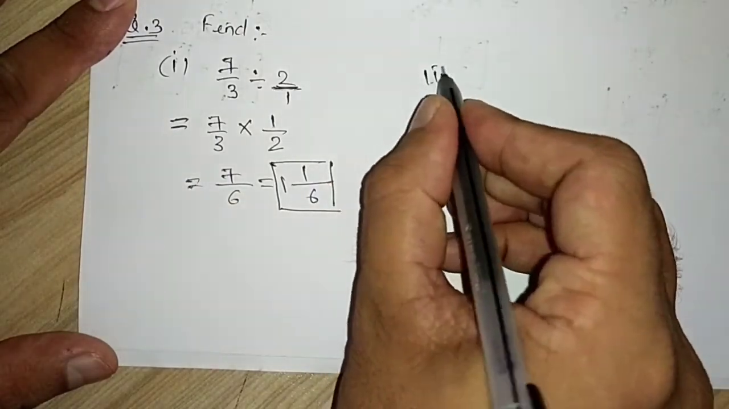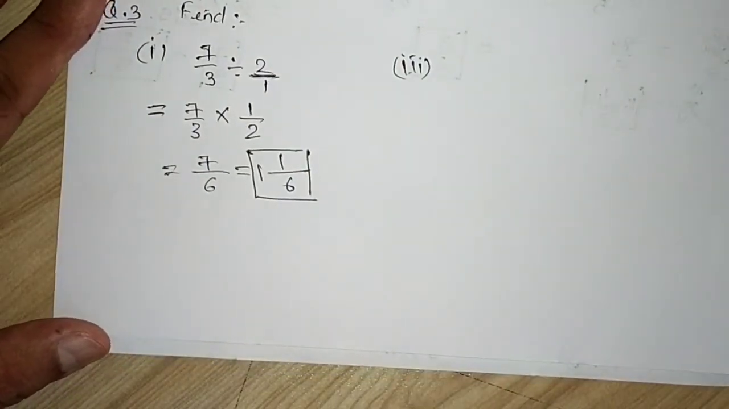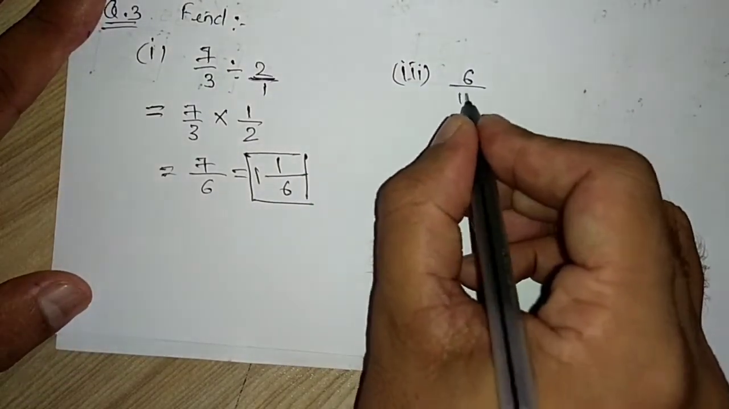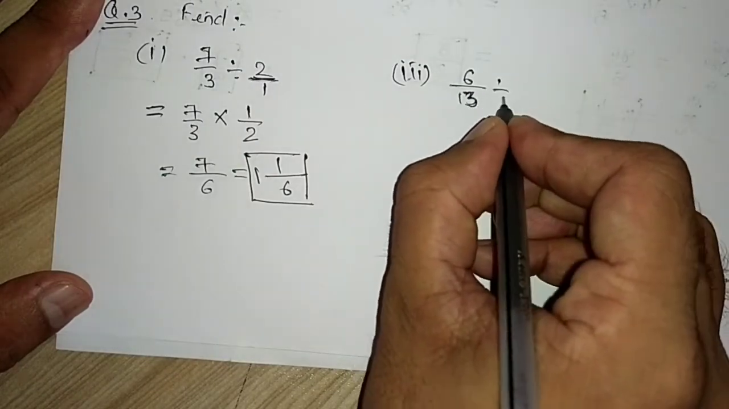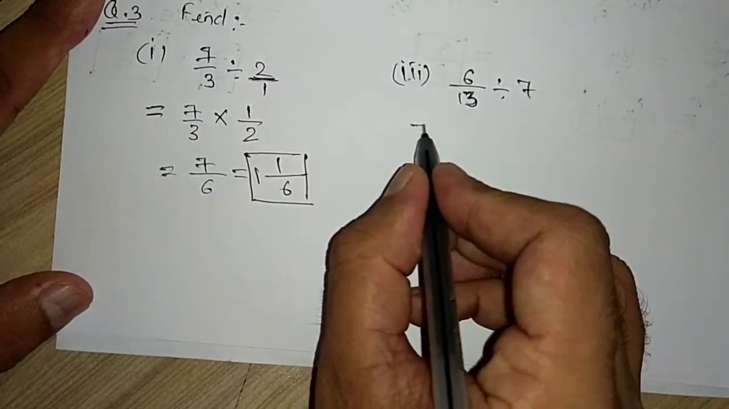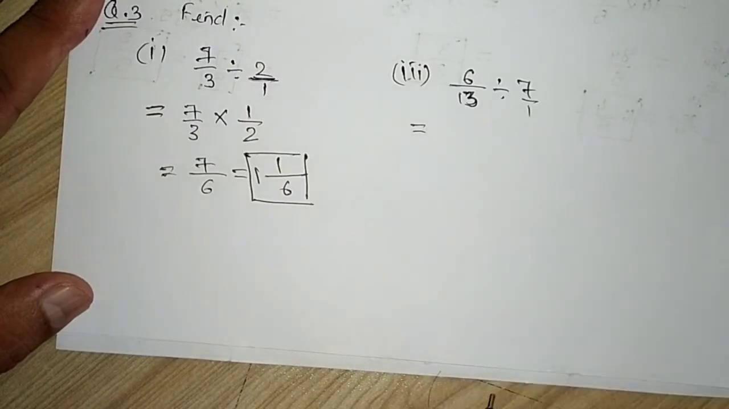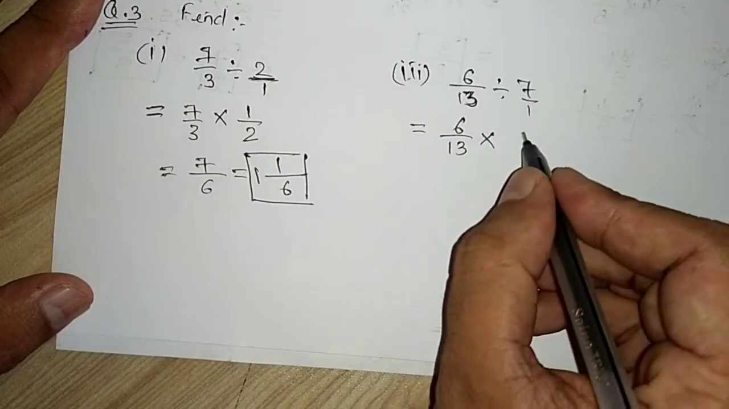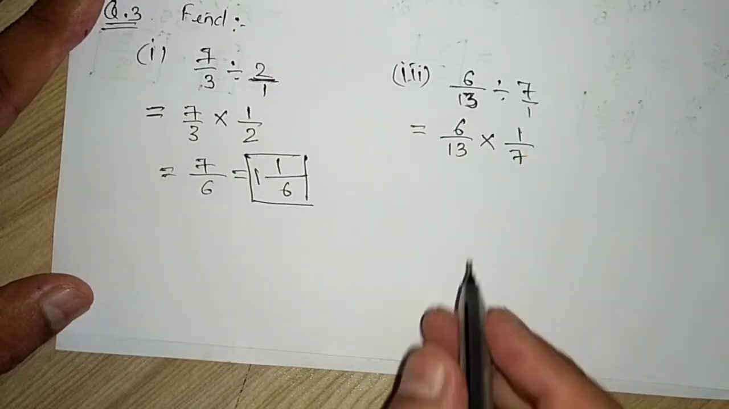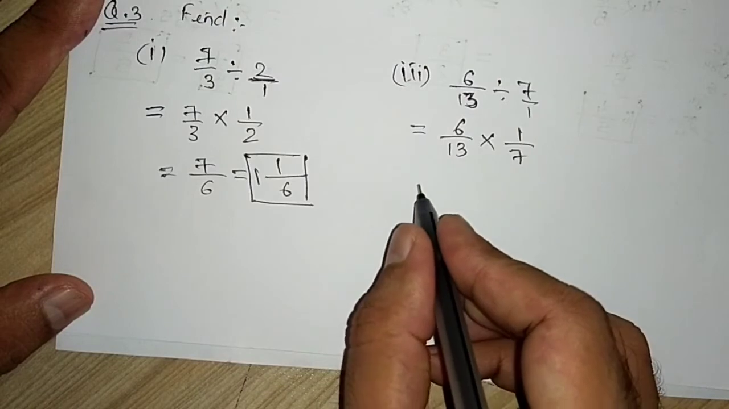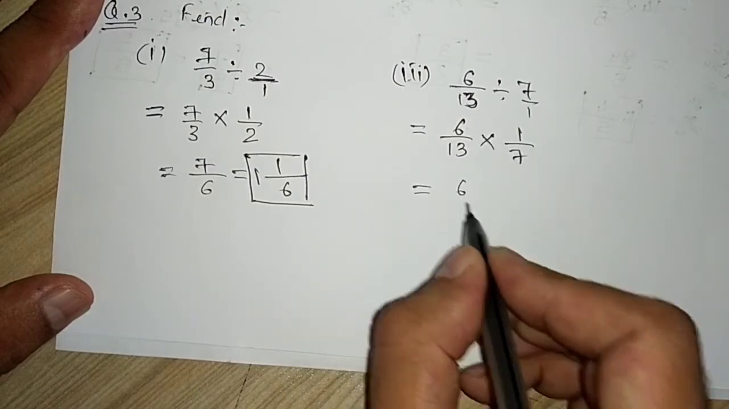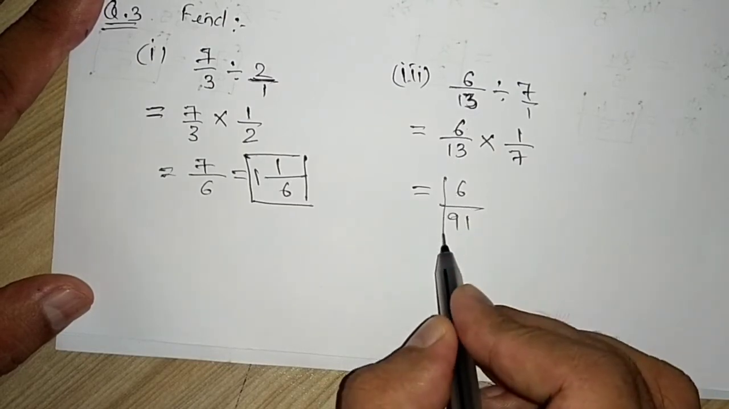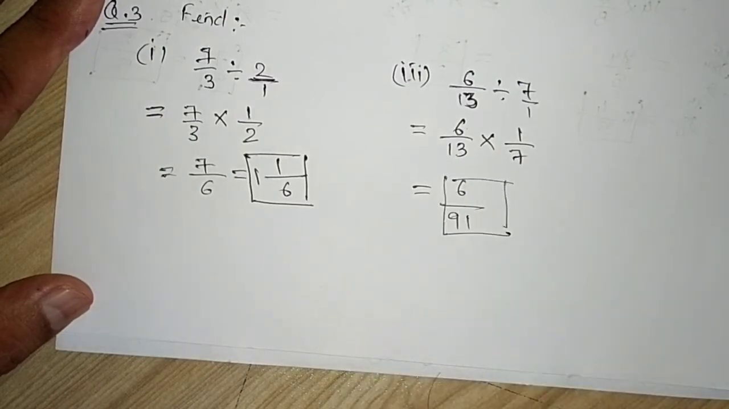Now third part, I am taking the odd numbers. Even numbers you have to solve. 6 divided by 13 divided by 7, this is a fraction divided by a whole number. Again the whole number 7 can be written as 7 by 1, and what is the rule? Multiply the fraction by the reciprocal of the whole number. And what is the reciprocal of the whole number? 1 by 7. 6 ones are 6 and 13 sevens are 91. This is a proper fraction, so we will write it as it is.